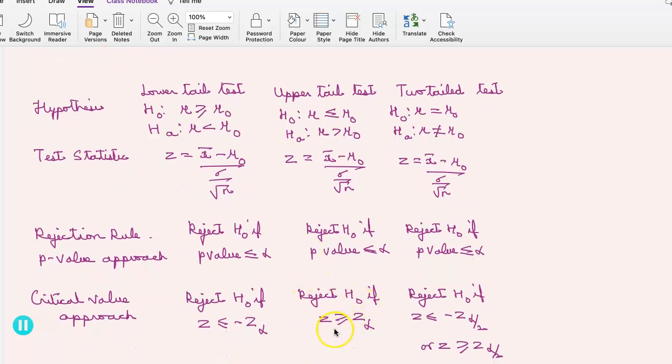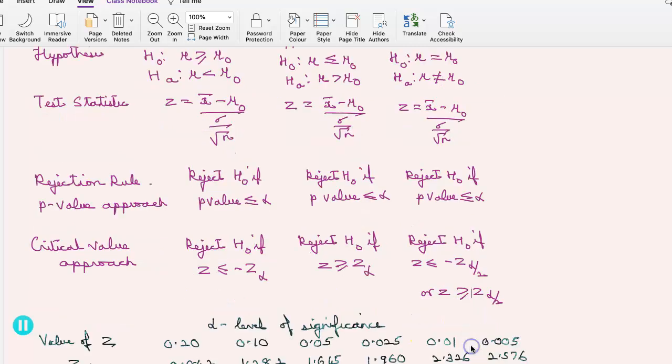We reject H0 if Z is greater than or equal to Z alpha. You need to memorize these. So critical value is different for the upper tail test. We reject H0 if Z greater than or equal to Z alpha. Two-tail test, the test statistic is the same, rejection rule is the same using the p-value approach. Critical value is slightly different. You reject H0 if Z less than or equal to minus Z alpha by 2 or Z greater than or equal to Z alpha by 2.